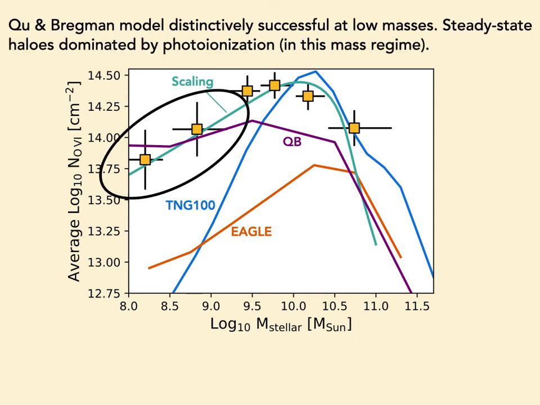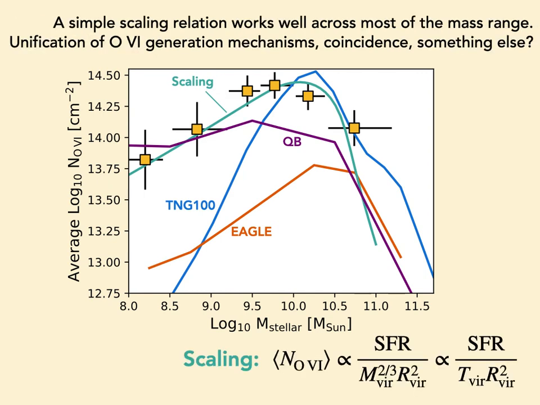The Chu and Bregman model is interesting because it agrees with the dwarf galaxy O6 measurements, unlike the simulations. Their model halos are spherical and in a steady state. There are no explicit dynamics in this model. The dwarf galaxy O6 arises through the photoionization of ambient low-density gas in these steady-state halos, implying that perhaps the dwarf galaxy CGM is actually pretty simple, at least in the phase seen in O6.